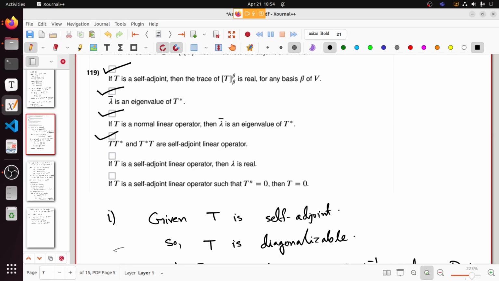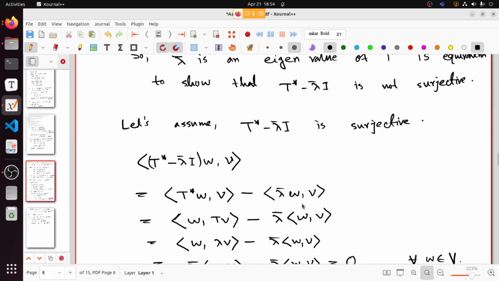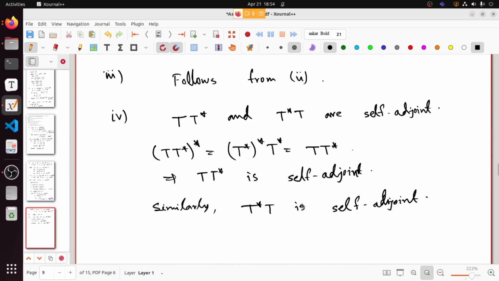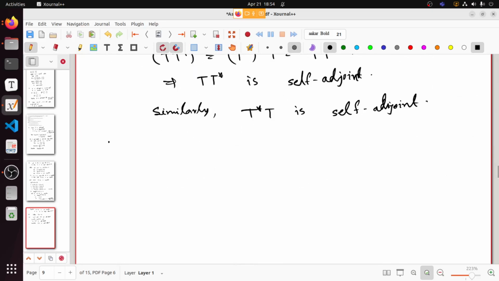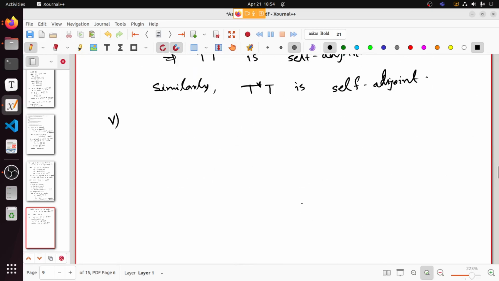Now what is option number 5? If T is a self-adjoint linear operator, then lambda is real. This we have said earlier, that a self-adjoint matrix has real eigenvalues. So let's do this. Let T V equal lambda V, where V is non-zero because this is an eigenvector. We have to show lambda belongs to R, right?